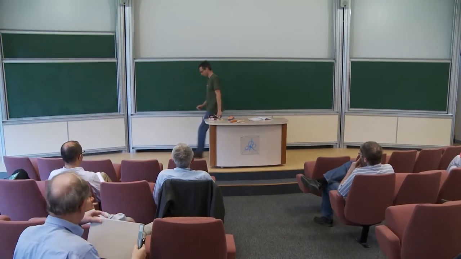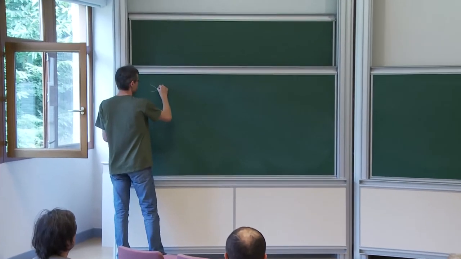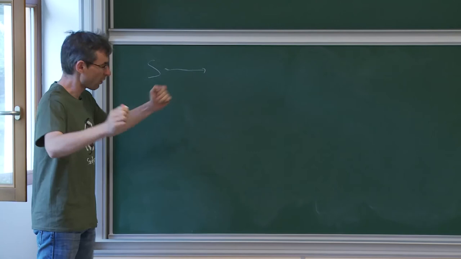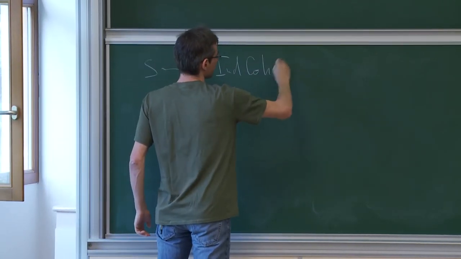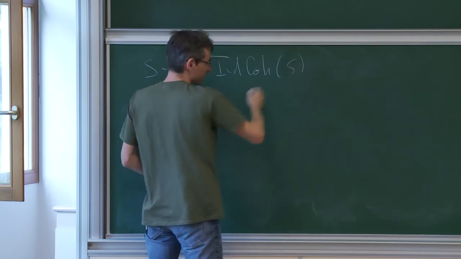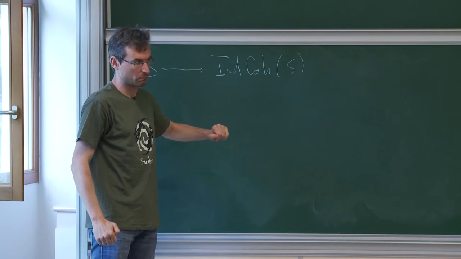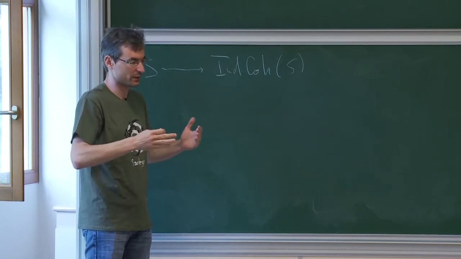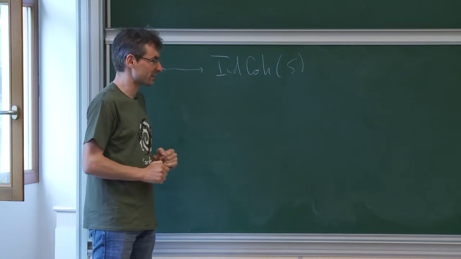So last time we talked about this assignment: if you start with a scheme S locally almost of finite type, you attach to it this category of ind-coherent sheaves. The reason this was invented, first of all, is that it was invented simultaneously, or quasi-simultaneously, by many different groups for different reasons.